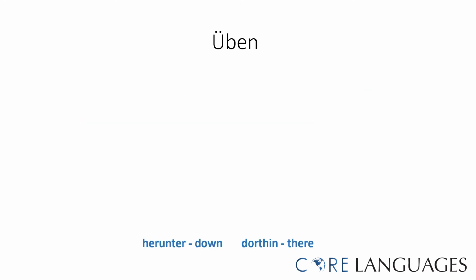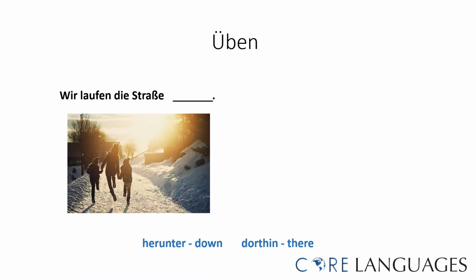Let's practice. Üben wir. Look at the following two pictures and sentences and choose correctly between herunter, down, and dorthin, there. Wir laufen die Straße herunter. We're running down the street. Again, in this example, the directional adverb herunter is independent from the noun die Straße. I could also say, wir laufen herunter. We are running down.